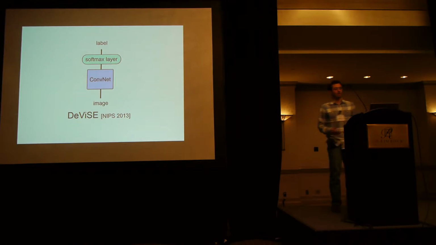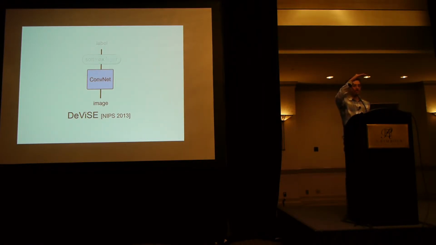Now here is the DeViSE model, in which the softmax layer, the last layer of the convolutional neural net, is replaced with a linear transformation that gives us f, and then they use a ranking objective to fit the parameters of this transformation, as well as fine-tuning the lower levels of the convolutional net.